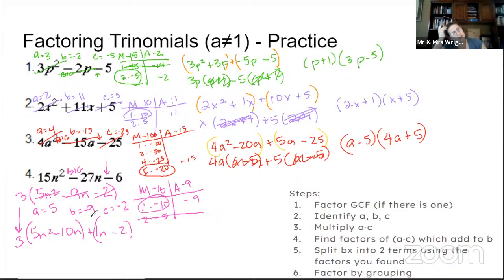So if you noticed, I went ahead and started writing my parentheses as I was writing instead of at the end, but I still ended up with the same thing. Now I'm going to bring down my 3 here. Now I need to find a common factor to take out of here. It's going to be 5n, which is going to leave me with n minus 2. And here, there's nothing I can take out of this. It's just going to be n minus 2.